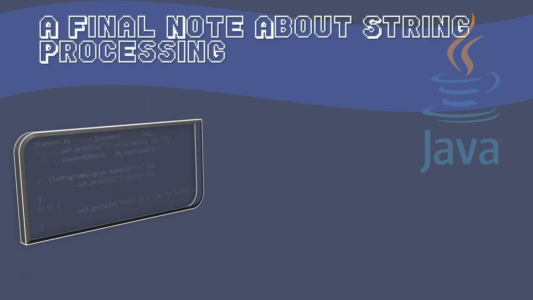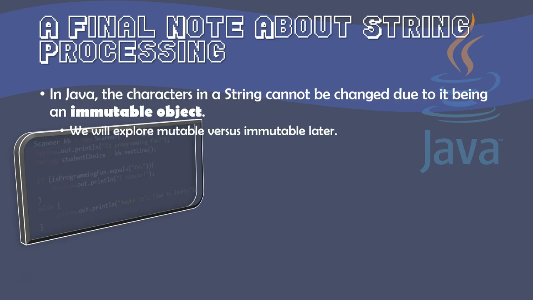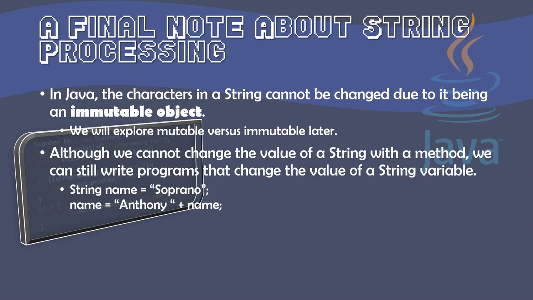Now, one final note for you about string processing is that strings are what's considered to be immutable objects in Java, which means we can't change what a string is. And we'll explore more about what it means for something to be immutable versus mutable later on. But what does that mean for us for now? Well, for now, it just means that we can't change the value of a string with a method. We can still write programs to change the value of a string variable.